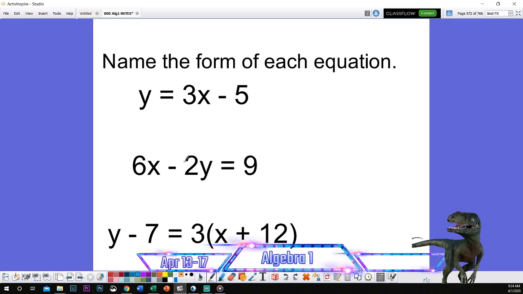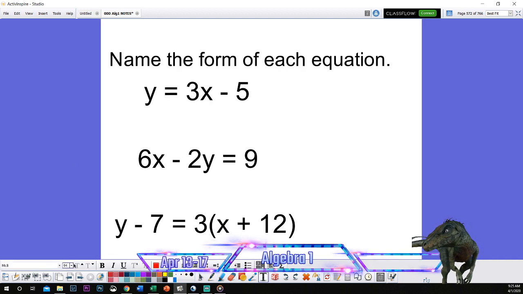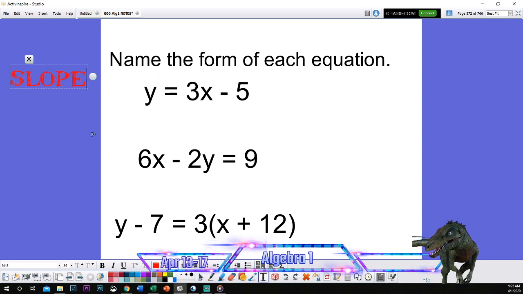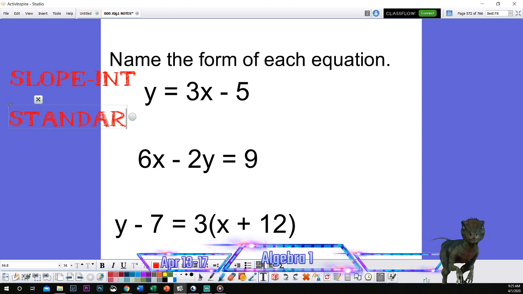Alright, now let's get into the nerdy math. Before we get too nerdy though, I want you to just tell me what the form is of each of these equations. Remember the three forms that we've learned. Our three options are, hold on, let me change my font so it's a little smaller. So my three options are, do you know them? I hope so. So my choices would be, the first one we learned was slope-intercept. Then we learned another form called standard form. And then just last week we learned point-slope form.